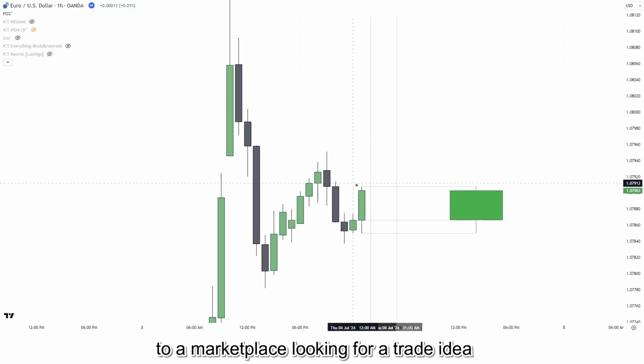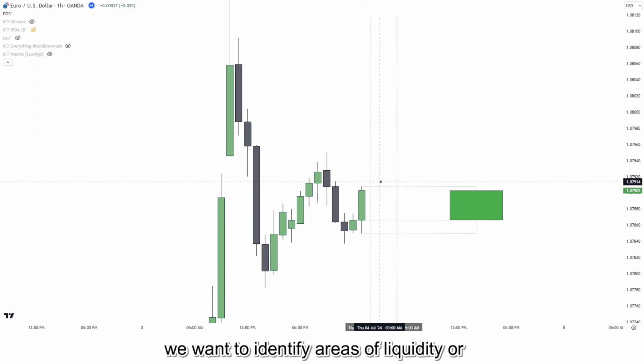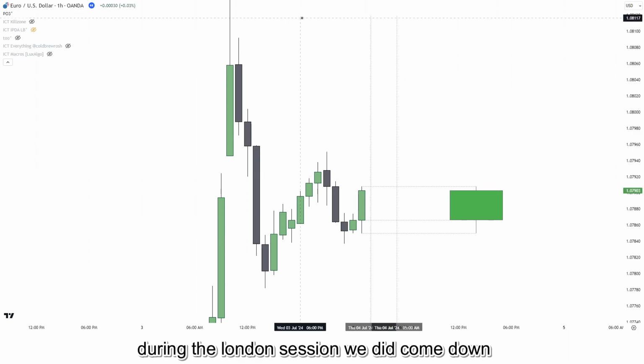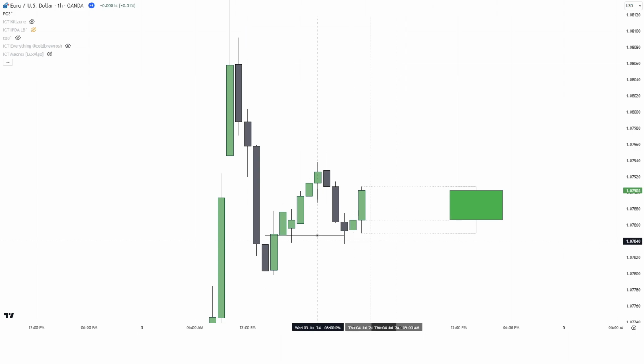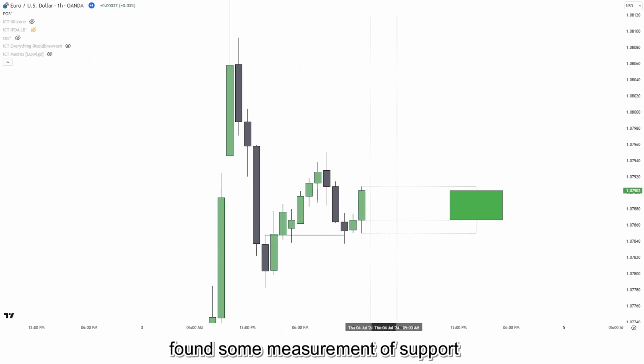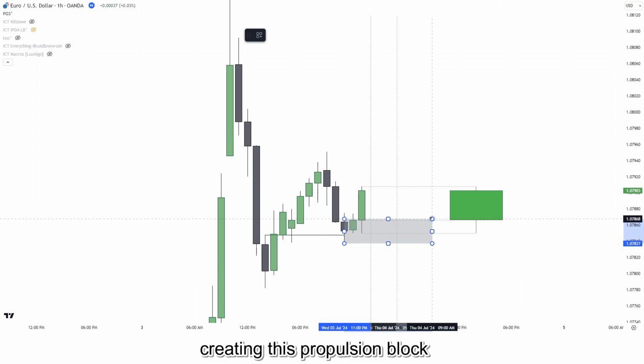But before coming into a marketplace looking for a trade idea, we want to identify areas of liquidity or inefficiency to create that manipulation before that expansion to the upside or to the downside. And we can see here that during the London session, we did come down into this order block level. Price came down into this order block level, found some measurement of support, creating this propulsion block.